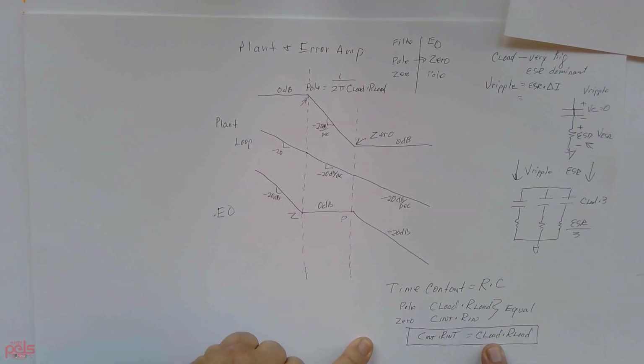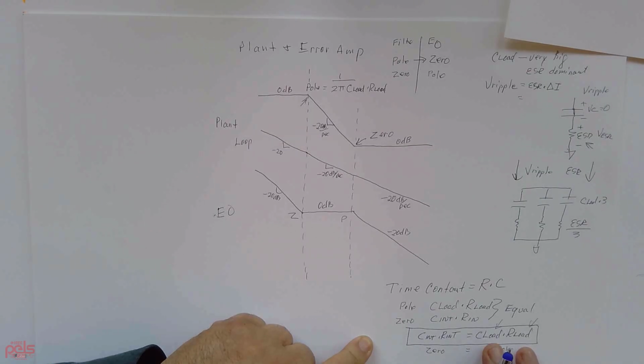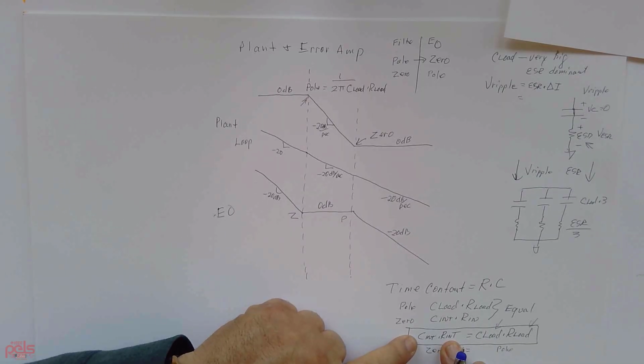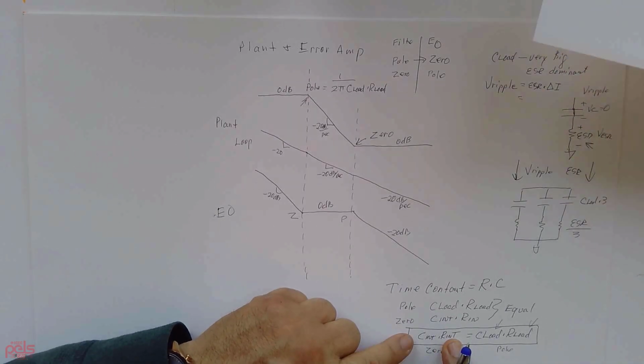So remember, this is the pole. That's the zero. This is already set by your design. Can't do anything about it. That's there. So now you have two variables. You can either set C or you can set R.